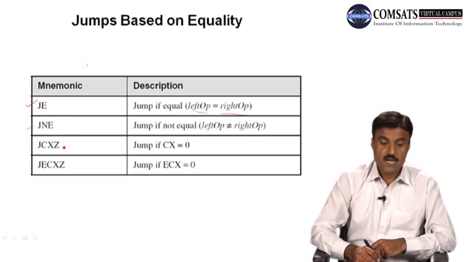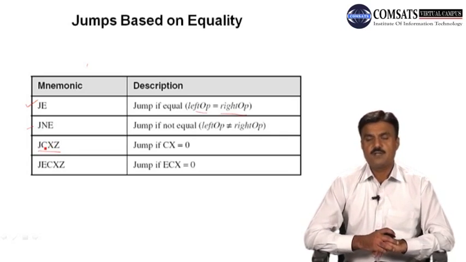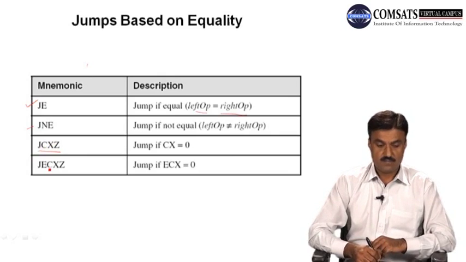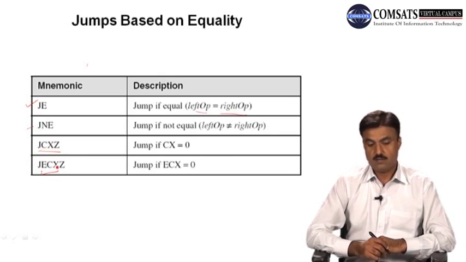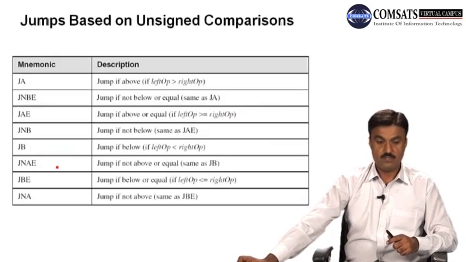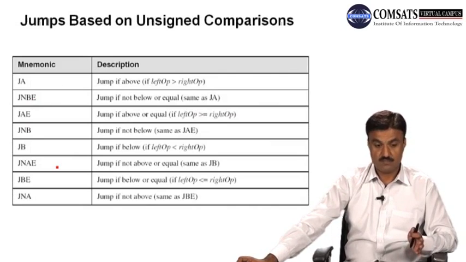Jump if CX is equal to 0: the 16-bit register, the CX register, is equal to 0. Jump if ECX, the 32-bit register, is 0. So based on the equality, we are using these four instructions.